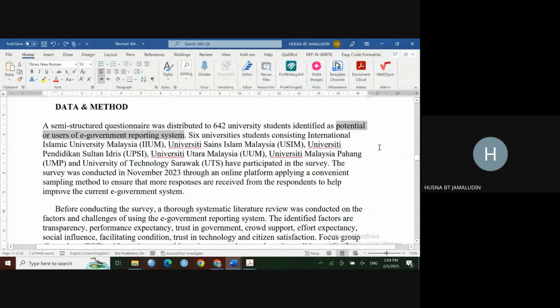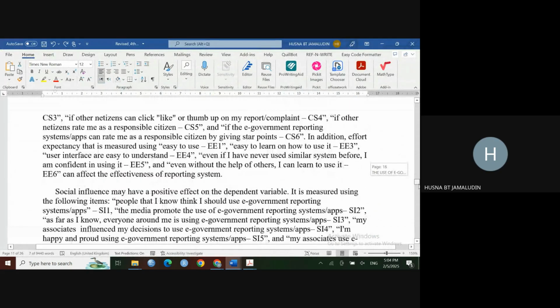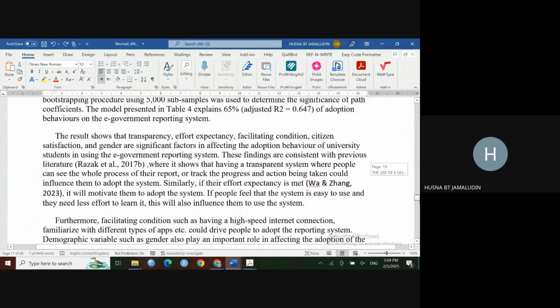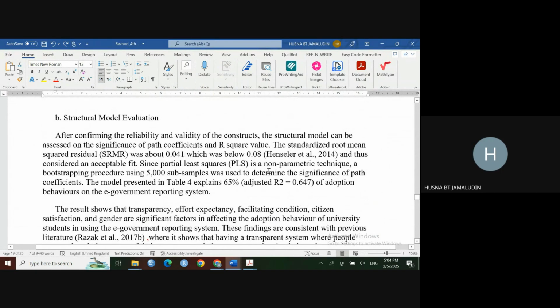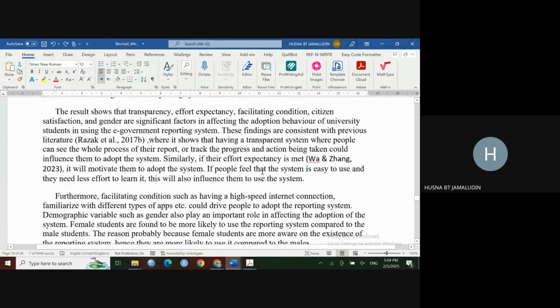Let me see. Well, here the problem is with this paper: I was the one who did the data and method and also the result. You can see here that when we got the result, it shows transparency is a significant factor in affecting people's behavior to use the reporting system. So I mentioned that these findings are consistent with the previous literature. Similarly, you also got the same thing. So you are supporting it.